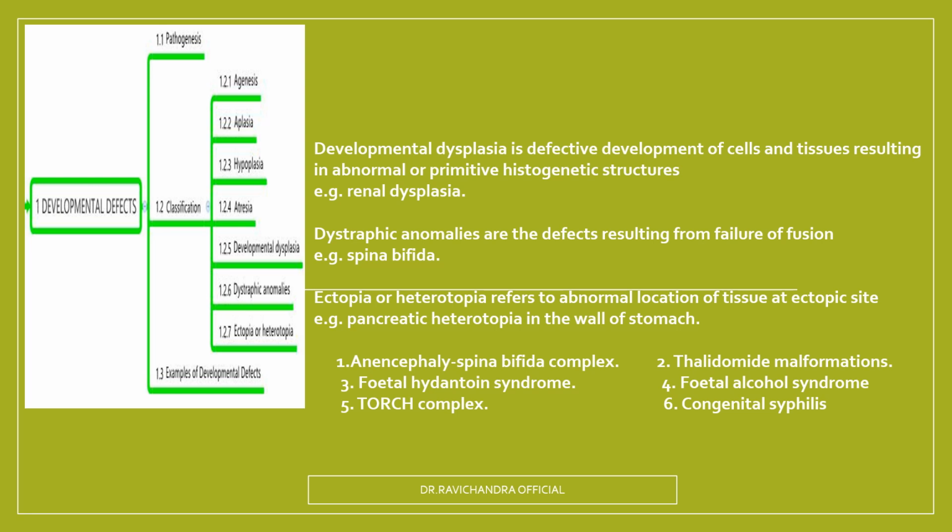Now, what are dystrophic anomalies? Dystrophic anomalies are the defects resulting from the failure of fusion. Example, spina bifida. What is ectopia or heterotopia? Ectopia or heterotopia refers to abnormal location of tissue at an ectopic site. Example, pancreatic heterotopia in the wall of the stomach. Examples of developmental defects: anencephaly, spina bifida complex, thalidomide malformations resulting in phocomelia, fetal hydantoin syndrome, fetal alcohol syndrome, TORCH complex of infections, and congenital syphilis.